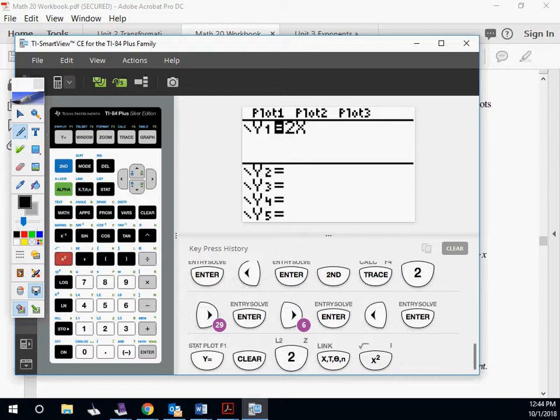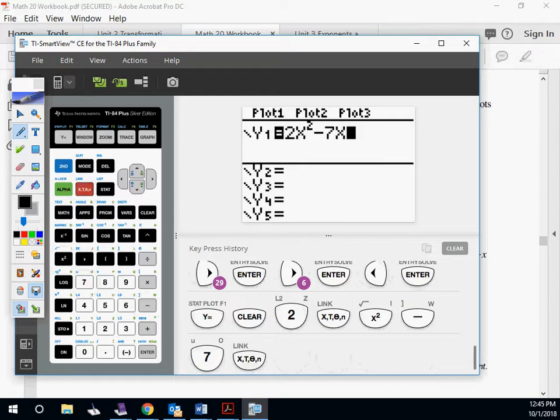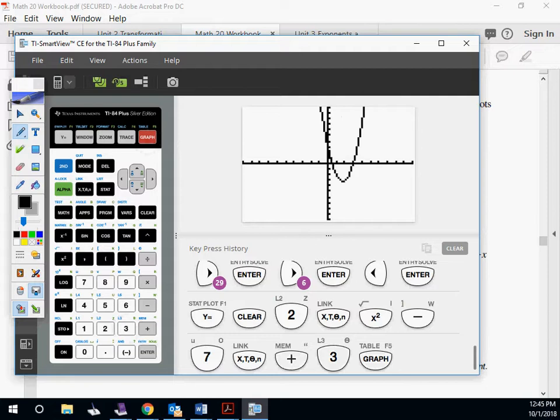2x squared minus 7x plus 3. Okay, so hit graph. I got a good enough image. I can see my zeros. That's all that matters.